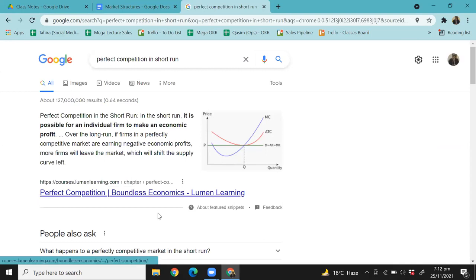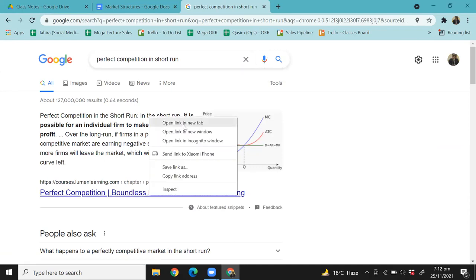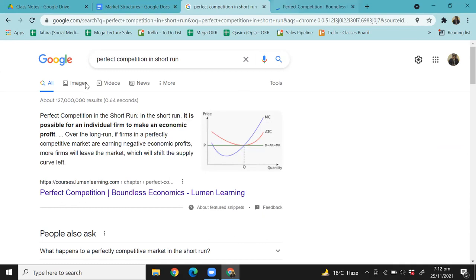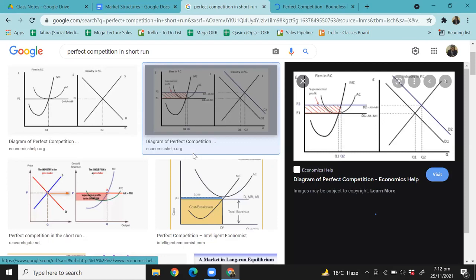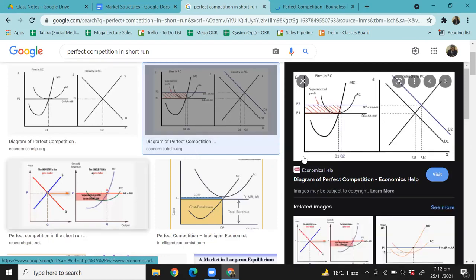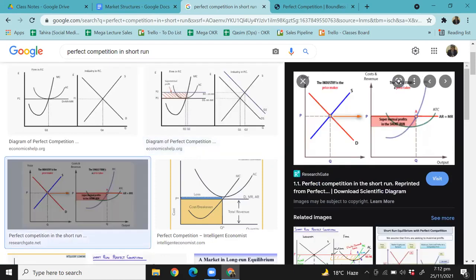Preet, may I request you to mute yourself, right? Okay, thank you. So in the short run, Preet, would a firm in perfect competition make normal profit or abnormal profit? Short run, I'm talking about, right? So let's see if you get this correct. Yes, abnormal or supernormal profit, it means the same thing.